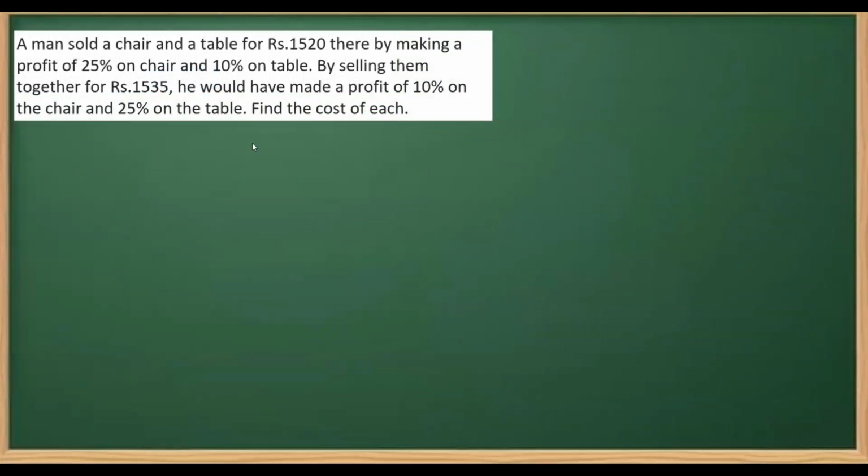In the second word problem, it says a man sold a chair and a table together at rupees 1520. So this is the selling price of a chair and a table. In that case, he makes a profit of 25% on the chair and 10% on the table. Now, in the second case, by selling them together at rupees 1535, he would have made a profit of 10% on the chair and 25% on the table.